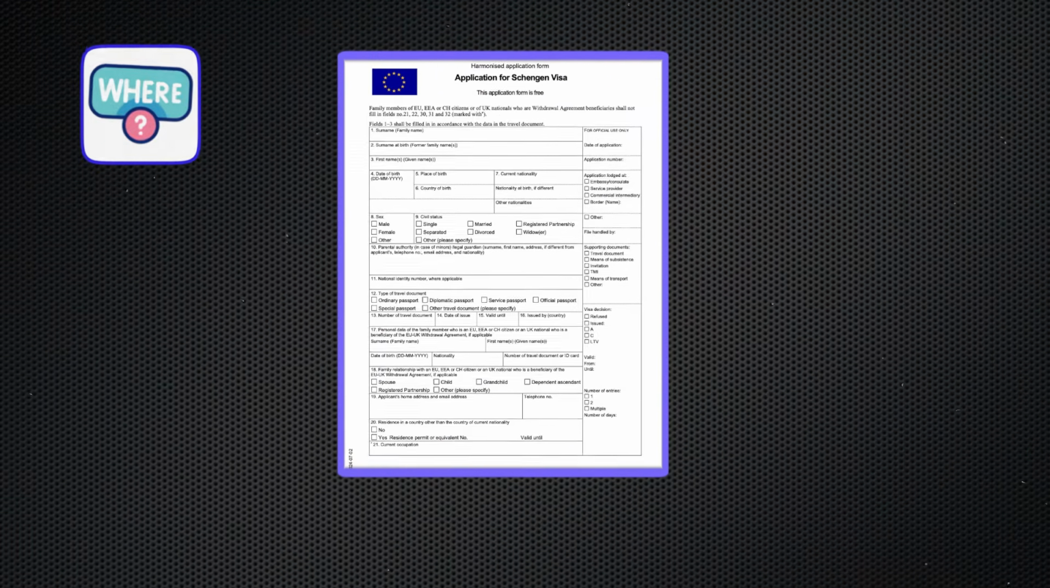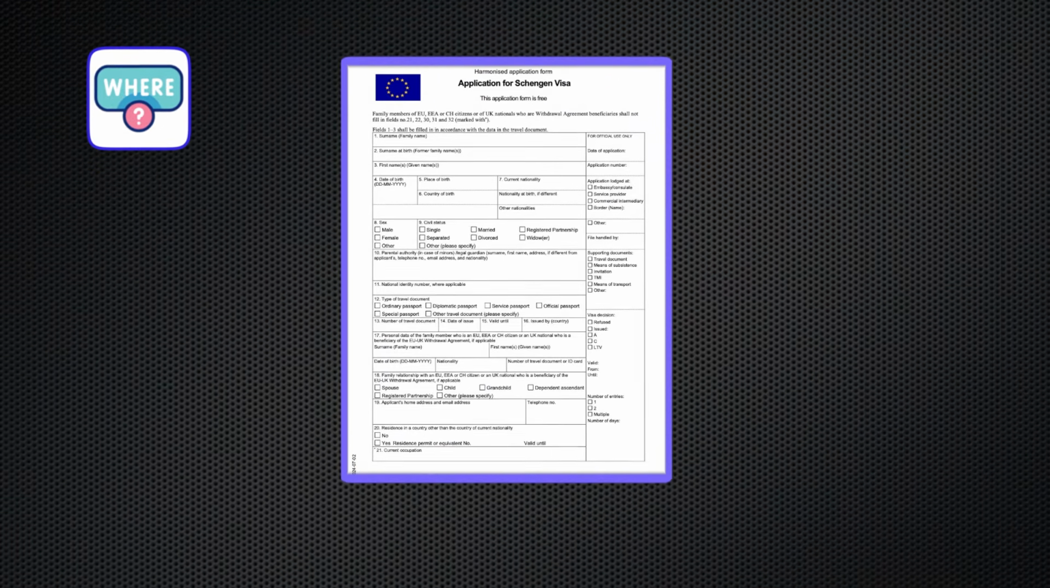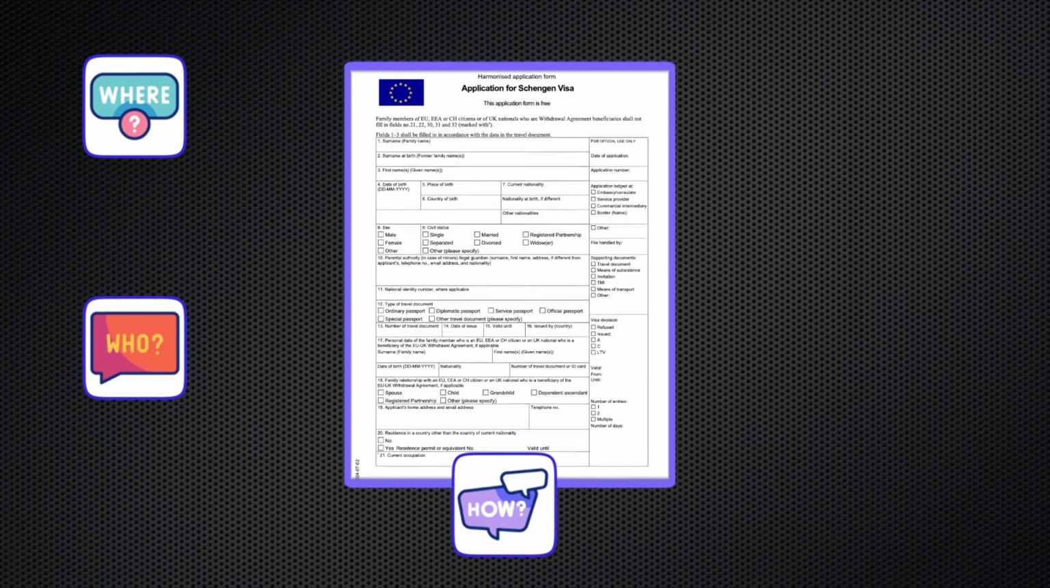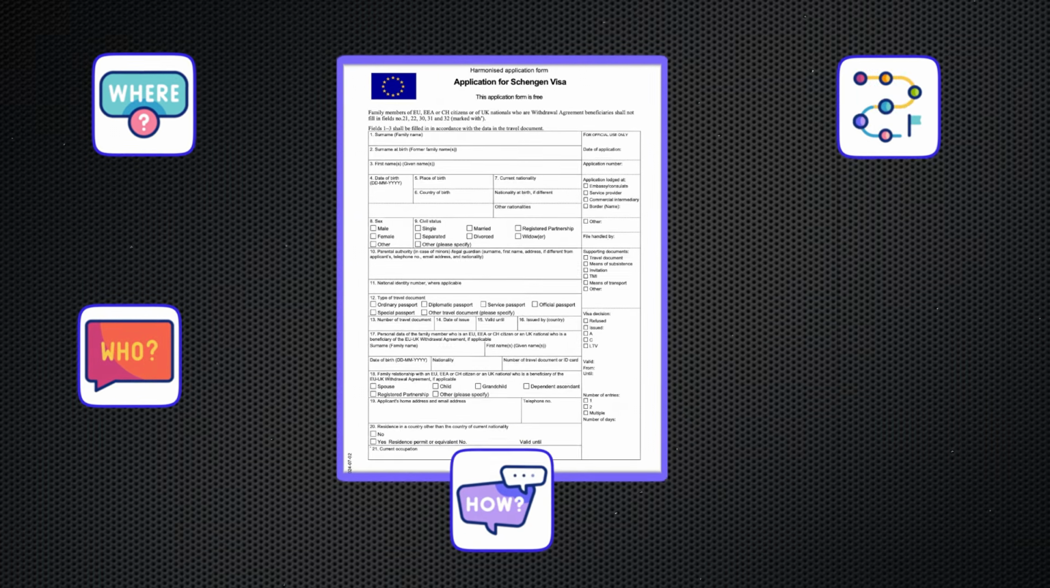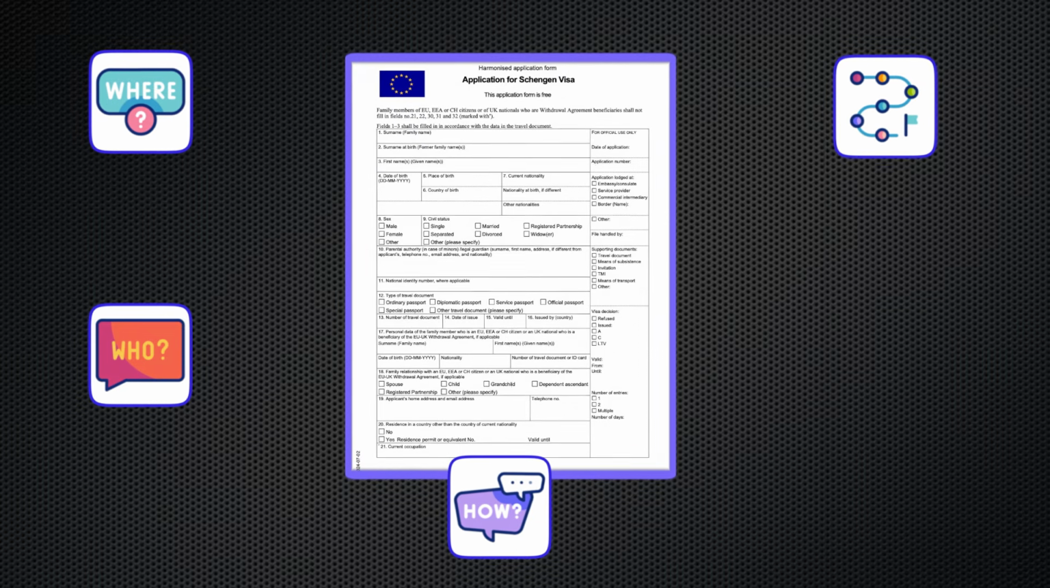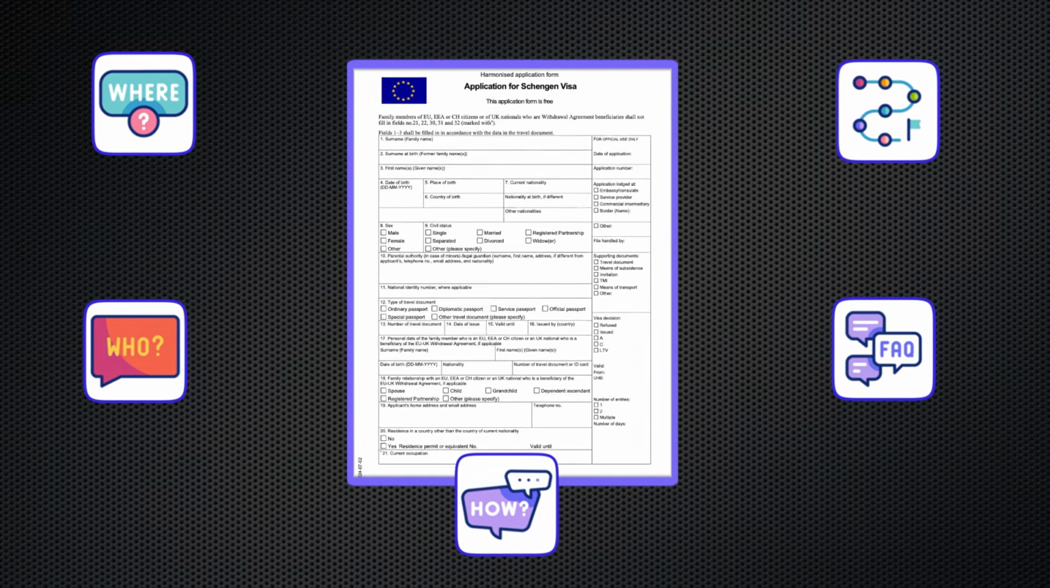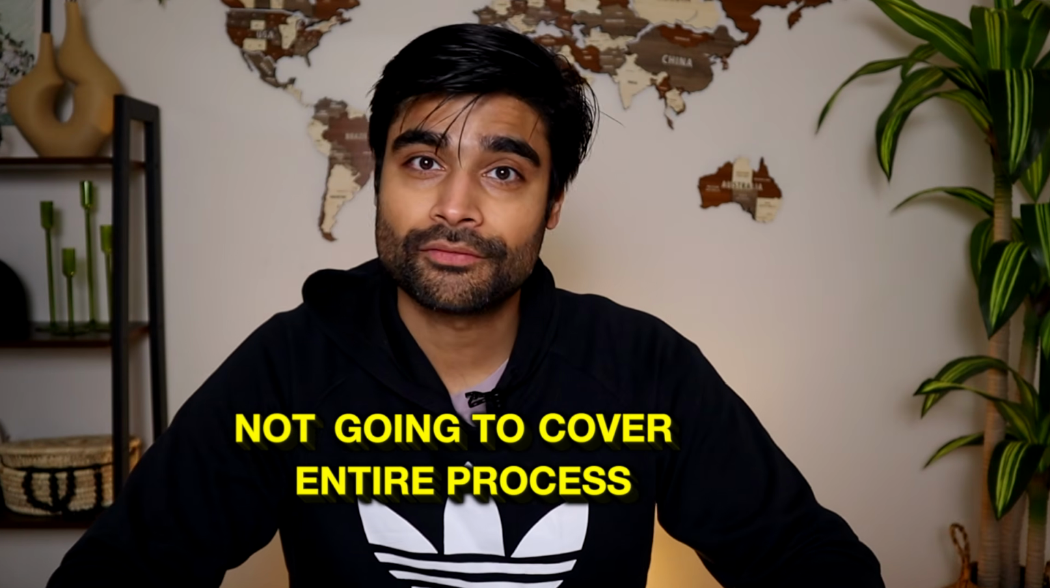And it can get pretty tedious and sometimes confusing navigating through its 30+ line items. So in this video, we'll cover where to find your Schengen Visa application form, who fills this out and how to fill this out, step-by-step instructions on how to fill this form completely and correctly, and some most commonly asked questions about the form.